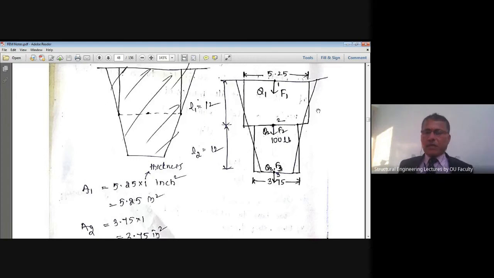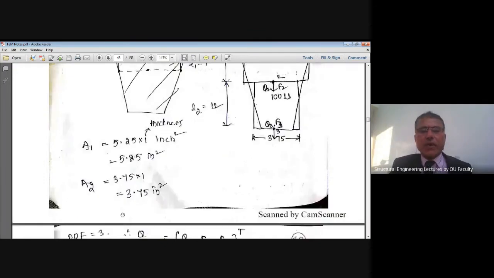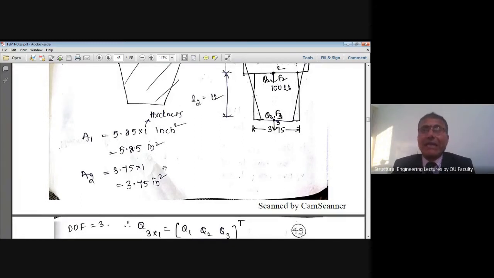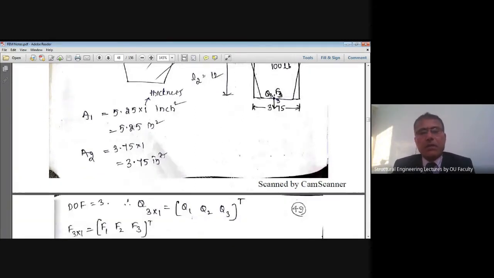Whereas the second element is this one, whose width is equal to 3.75 multiplied by its thickness. The thickness is equal to 3.75 inches square. Right here, the units are in terms of pounds and inches. I'll always be using consistent units, right? Therefore, from here onwards, we'll say all the loads are in pounds and the displacements are in inches. All units must be consistent till the solution is obtained.